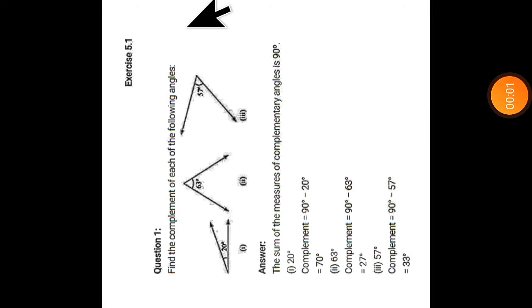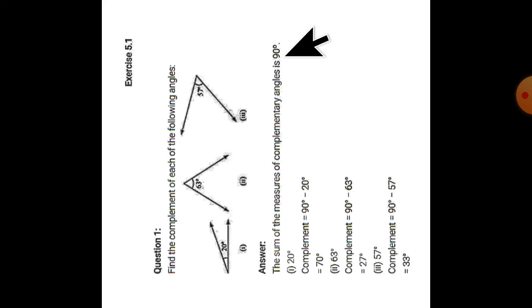Let us start with exercise 5.1. Question number 1. Find the complement of each of the following angles. Now, three angles are given: 20 degree, 63 degree and 57 degree. You have to find out the complement of these angles. The sum of measures of complementary angle is 90 degree.